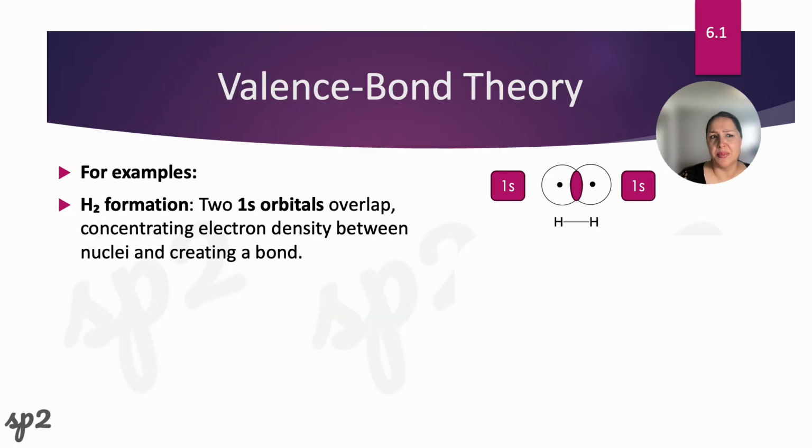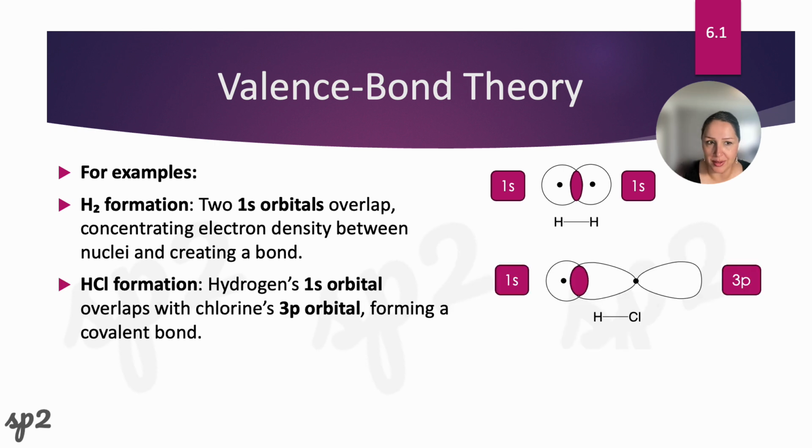Now, let's take a look at some examples. I'm going to start with something very simple, like the hydrogen molecule. If you're thinking about formation of hydrogen molecules, we have two hydrogen atoms. Each has one s orbital, right? So these two 1s orbitals are going to overlap, as you can see in the picture. And that's how we form the bond between the two hydrogen atoms, right? The overlap that is shaded in pink represents your covalent bonding.